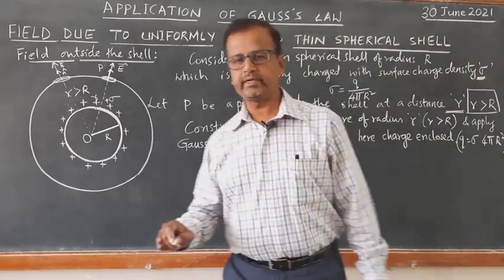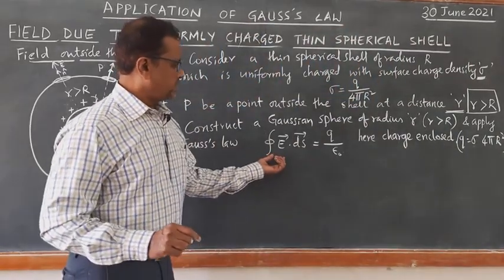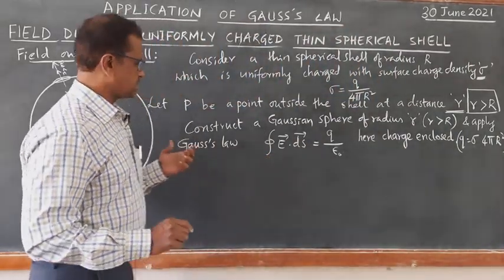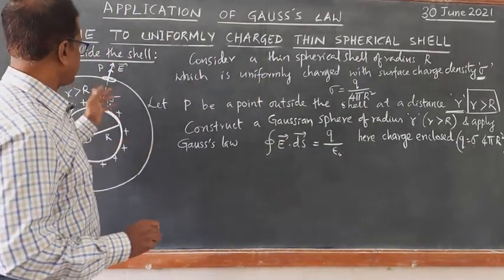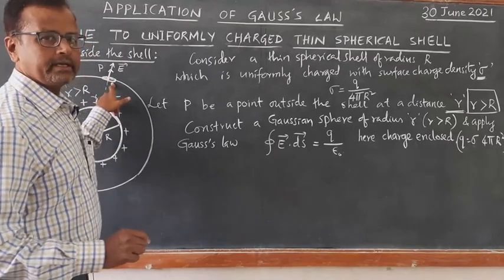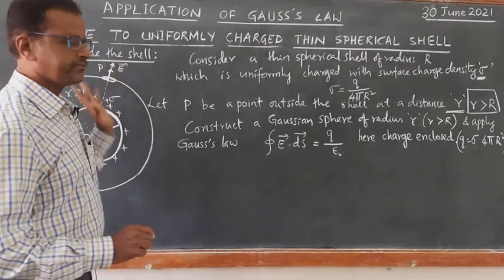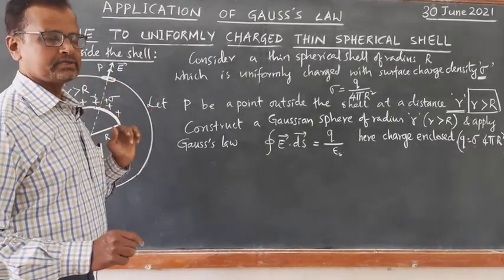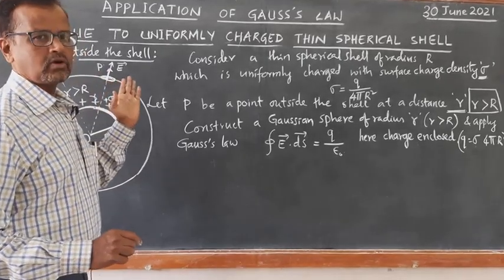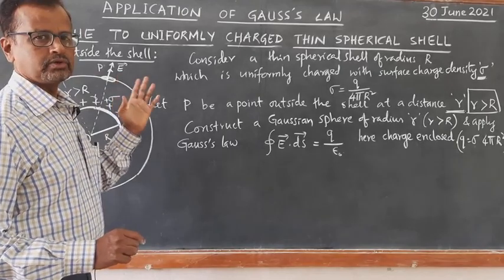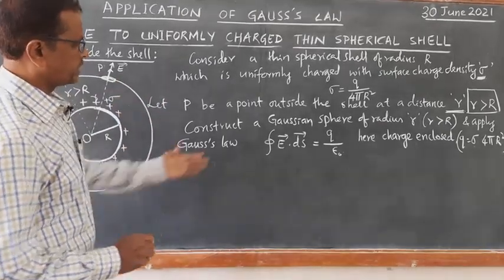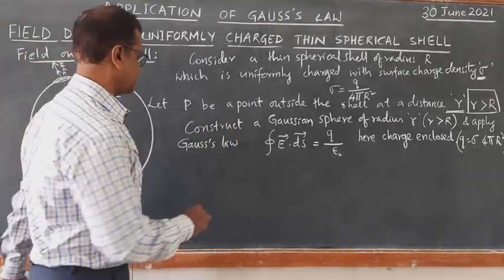Now we can calculate what is the integral of E dot ds. As I said, when you take the entire Gaussian sphere, at every elementary area, the area vector and electric field vector are in the same direction. So the cos of angle theta between them is cos 0. Cos 0 is 1. So we can directly write here left hand side.